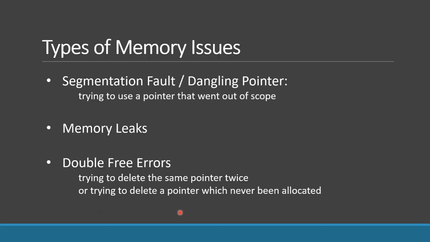And then finally, here are the formal terms for all of the memory issues that we discussed thus far. So those seg faults that we had where we were trying to use pointers that were no longer in scope, the proper term for those is typically a dangling pointer. So that sort of makes sense. And then, of course, there were the memory leaks that we talked about, and I briefly mentioned double free errors that happen when you're trying to delete the same pointer twice, or you're just trying to delete a pointer that has never been allocated.